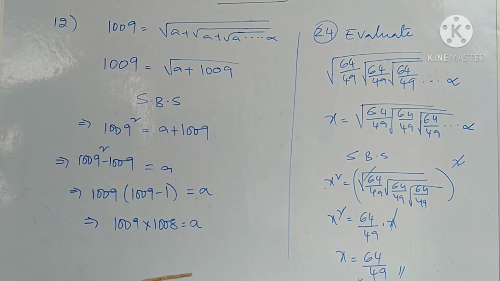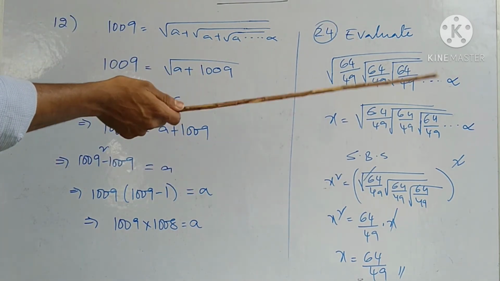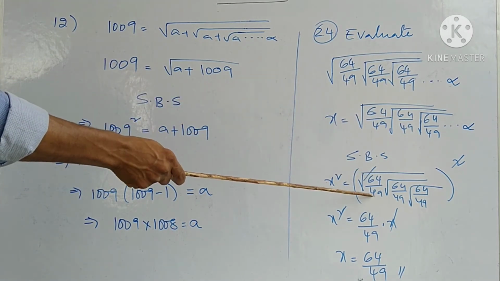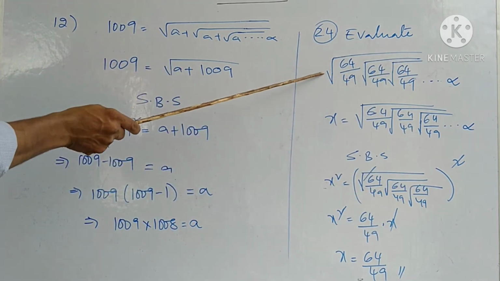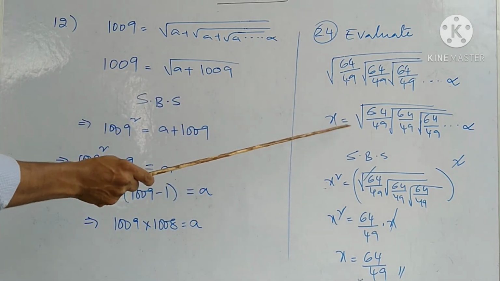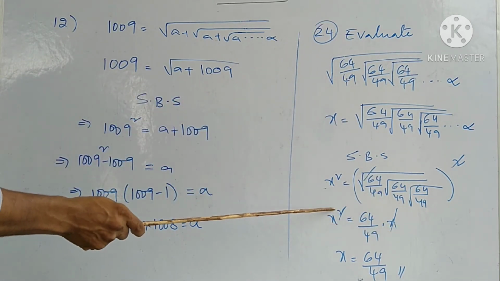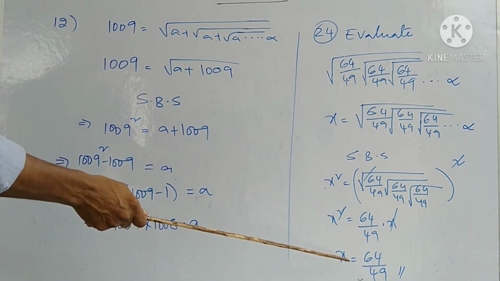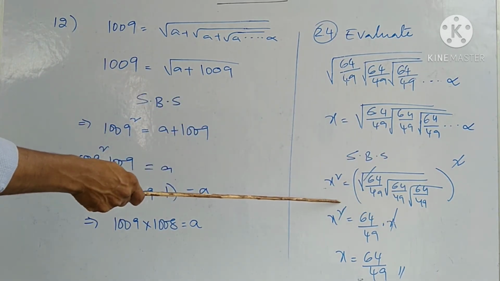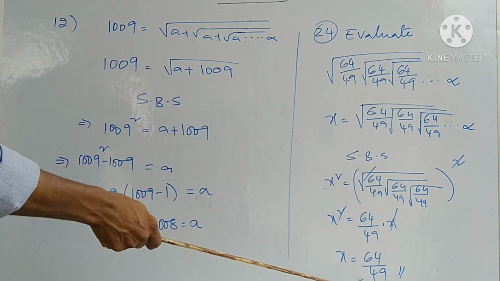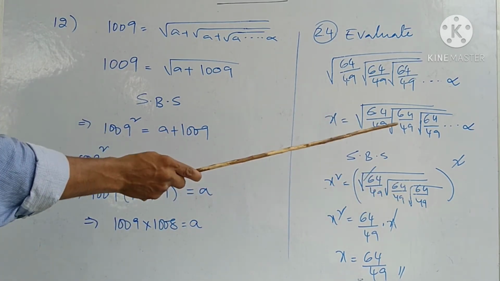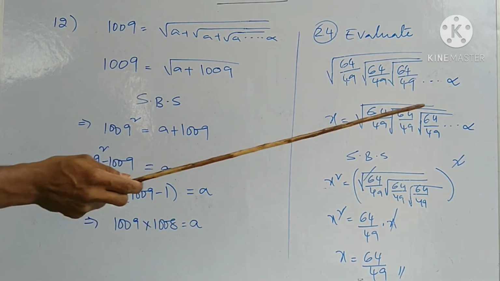So x square is equal to square root of 64 by 49, square root of 64 by 49, square root of 64 by 49. Here the square root cancels. So x square is equal to 64 by 49 into, here the total value is equal to x. Substitute this value. So here x square cancels, so finally x is equal to 64 by 49. This is the result. Here we have to substitute the value x. This value is x. So finally x is 64 by 49.